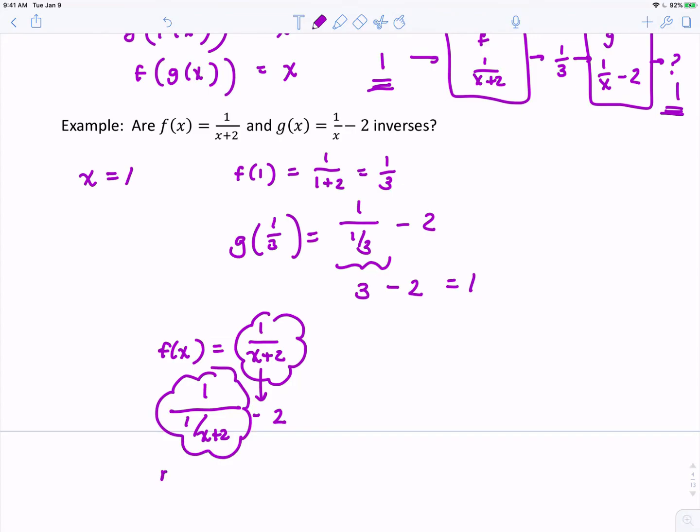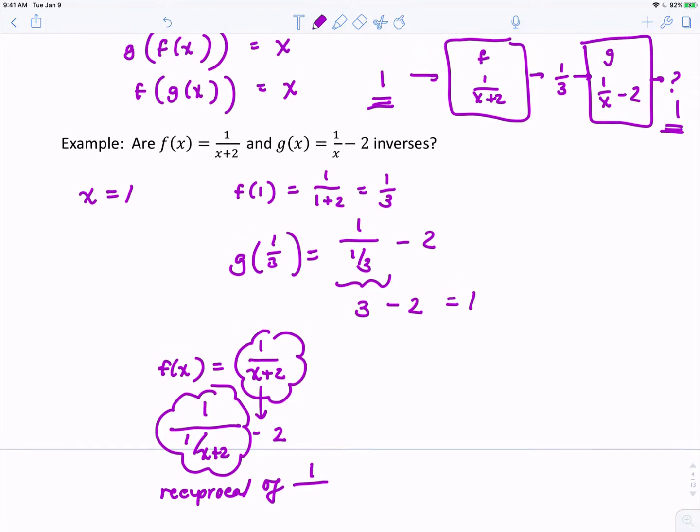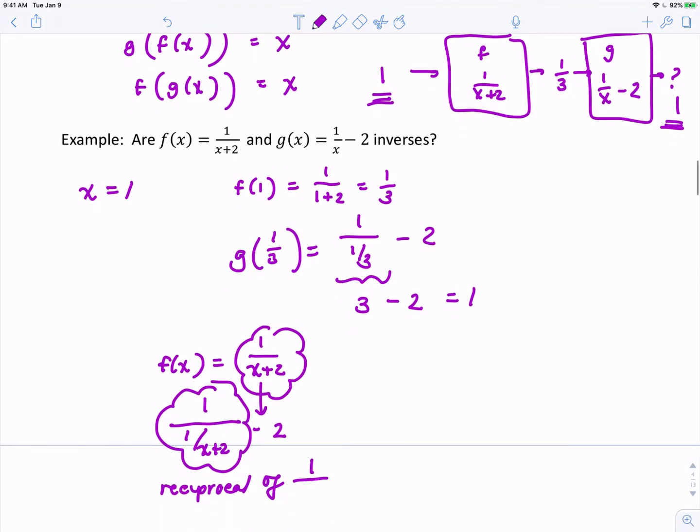This is just the reciprocal of 1 over x plus 2. And the reciprocal of that is just x plus 2. So this is just equal to x plus 2. So we have x plus 2 minus 2, or in other words, x.